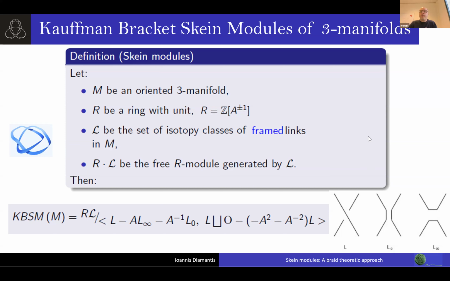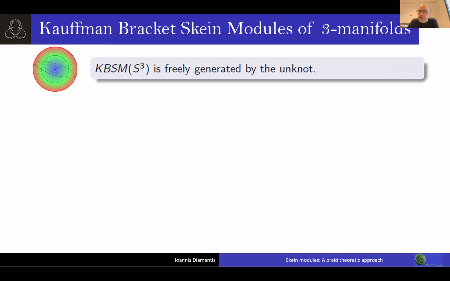They are identical links everywhere except at one specific crossing, where they look like this. So in the language of Skein modules, the Kauffman bracket Skein module of S3 is freely generated by the unknot. Why is that? Assume that you have a knot in S3 and you consider a knot diagram, and you start using the Skein relation where you eliminate a crossing each and every time. You end up having a bunch of unknots in the end.